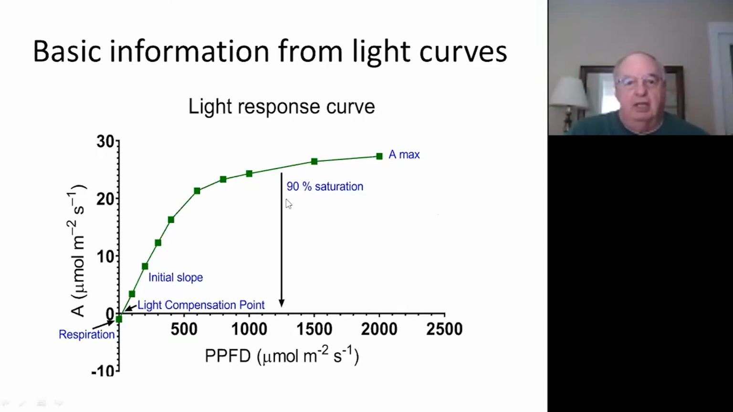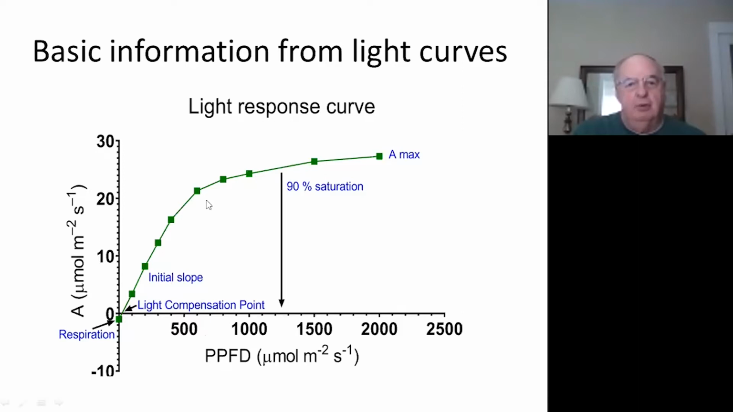You can estimate the PPFD required to give you something like 90% of the saturated rate, or whatever percentage you're interested in. You can look at the initial slope of the response curve and define an initial slope from the data. You can determine the light compensation point, which is the PPFD value at which assimilation rate equals 0. And you can estimate or measure a respiration rate, which is the CO2 assimilation rate when PPFD is 0. So those are 5 basic parameters that one can obtain from a single leaf response.